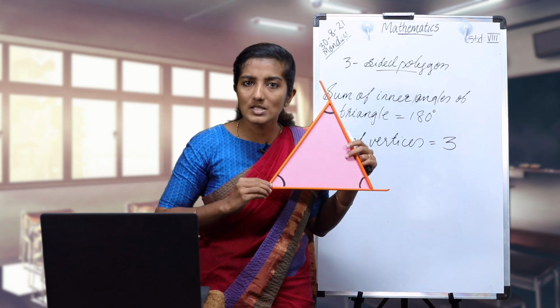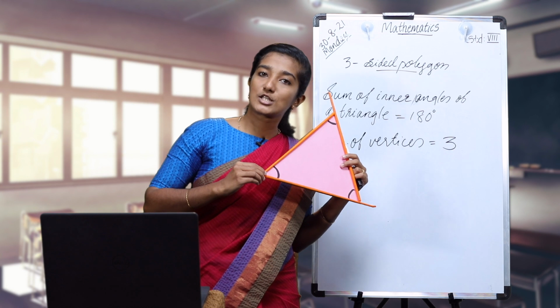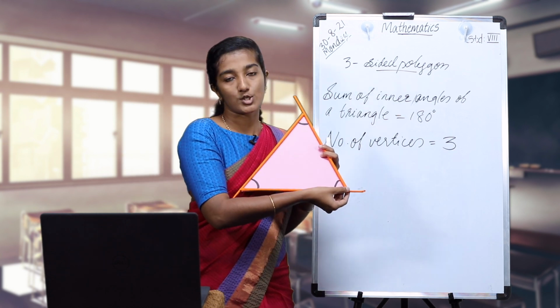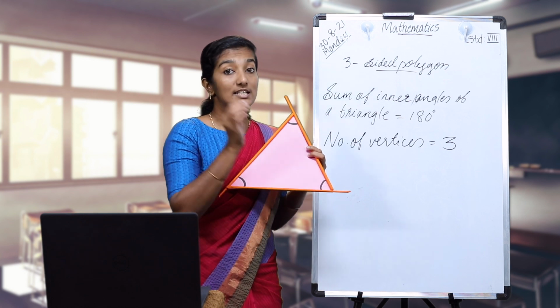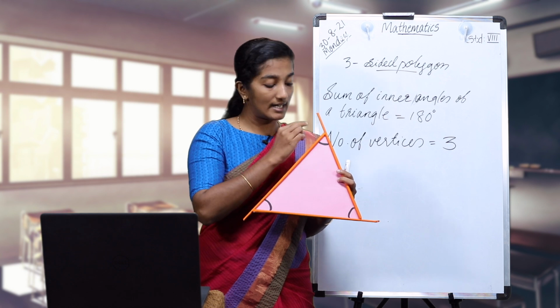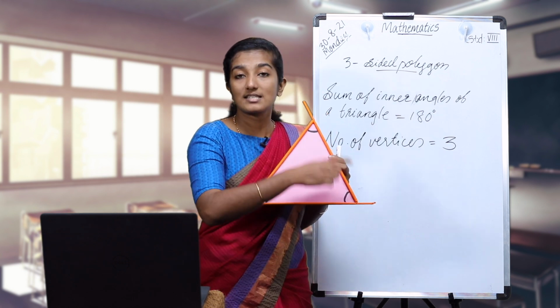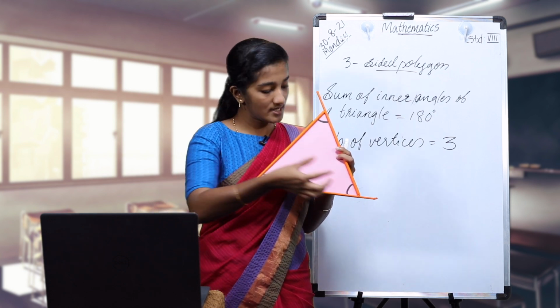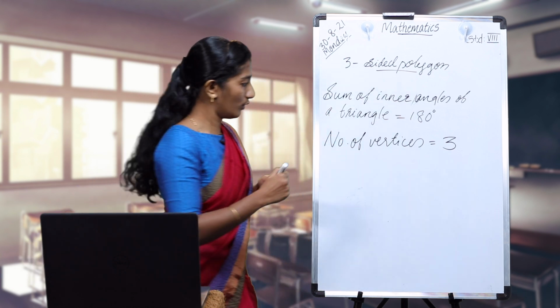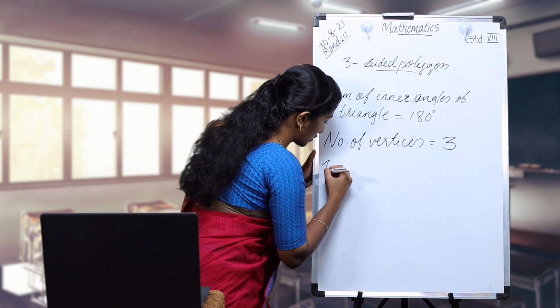Then what about at this vertex? It is also 180 degree. And what about at this vertex? It is also 180 degree. Therefore, the total sum of inner and outer angles at all these three vertices is 180 plus 180 plus 180. Therefore, we have to find the total sum.